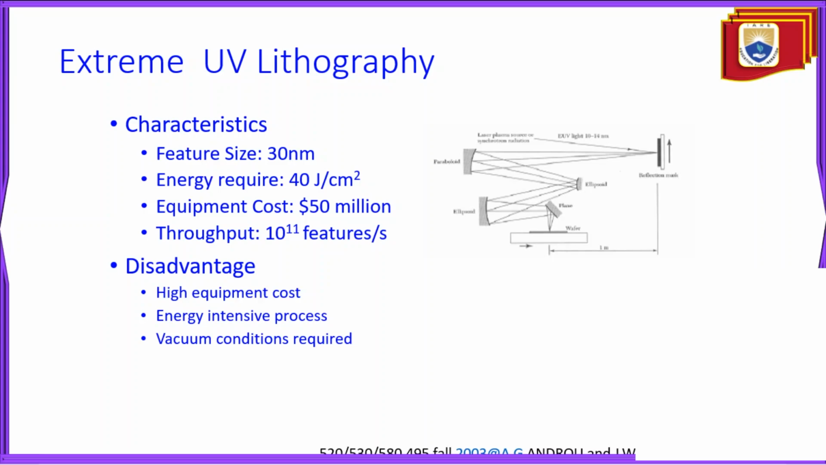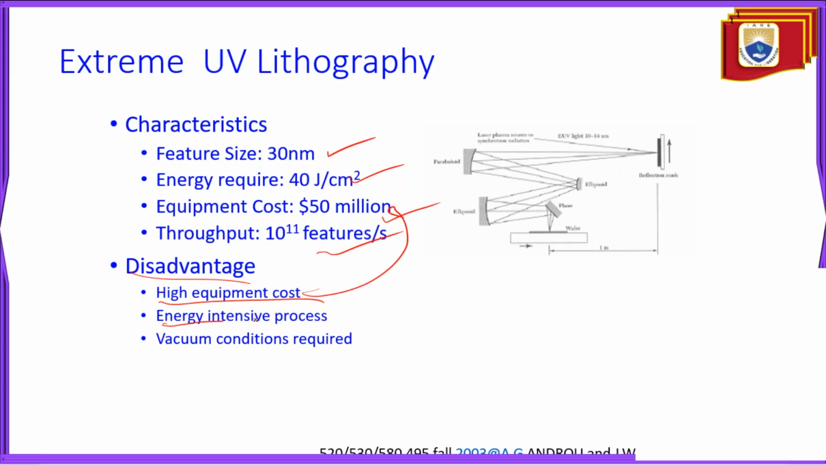When we use extreme UV lithography, the feature size is around 30 nanometers, energy required is 40 joules per centimeter square, and the equipment costs $50 million. Throughput is 10^11 features per second. The disadvantage of using extreme UV lithography is the high equipment cost. $50 million means very high cost, right?